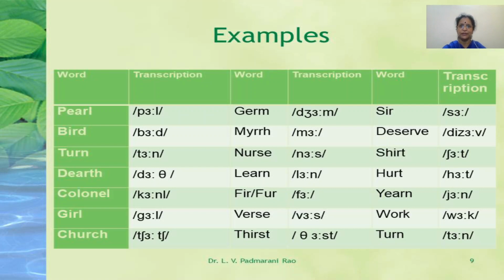VERSE, poetry. VERSE, verse. THIRST, thirst. SIR, sir. DESERVE, deserve. SHIRT, shirt. HURT, hurt. YEARN, yearn. Y is always pronounced as yer, and the representation of it in phonemes is like this. Yearn.